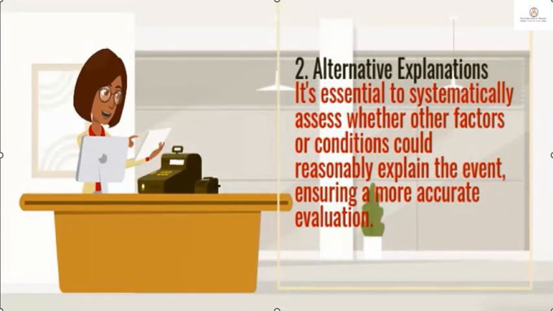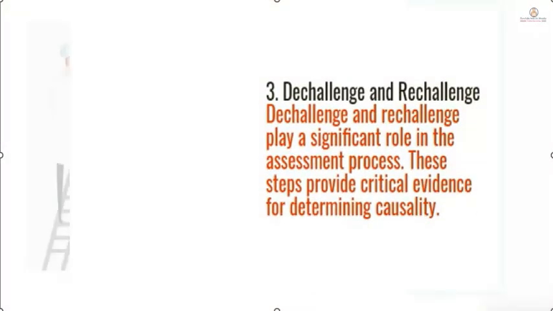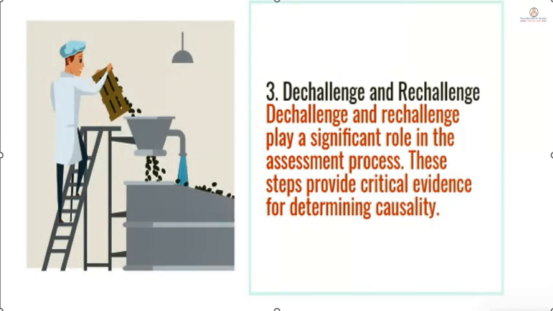2. Alternative explanations. It's essential to systematically assess whether other factors or conditions could reasonably explain the event, ensuring a more accurate evaluation. 3. De-challenge and re-challenge. De-challenge and re-challenge play a significant role in the assessment process. These steps provide critical evidence for determining causality.